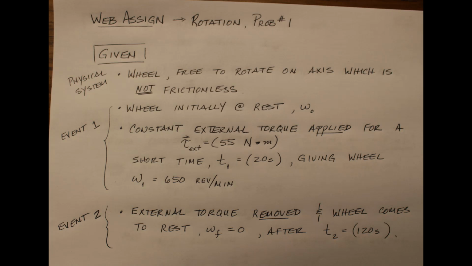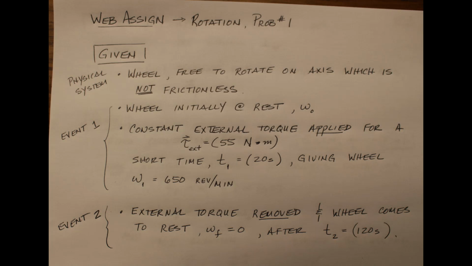So we're given, in this problem that you asked about, which is problem number 1 on the rotation assignment, a wheel that's free to rotate on an axis, but the axis is not frictionless. And then they tell us about a first event. There's a wheel which is initially at rest, undergoes a constant external torque, which is applied for a short time period.